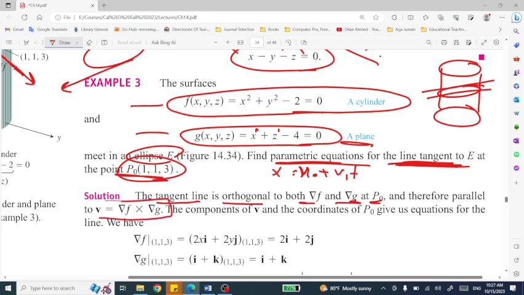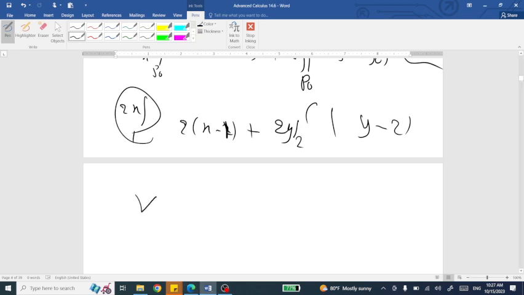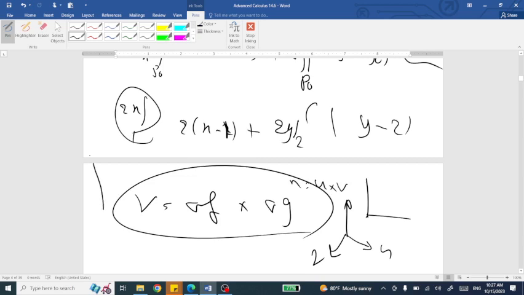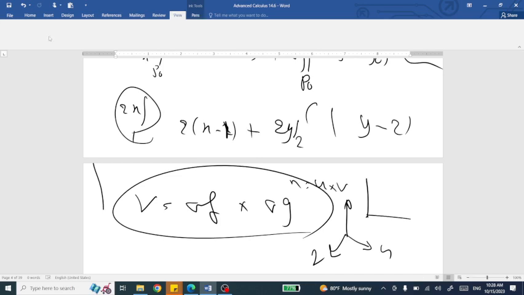The vector V is equal to what? V equals grad F cross grad G. Why? Because we know the normal line comes from where? From dot or from cross. We say U cross V is the normal line. Do you remember that? So our vector will be the result of the cross of the grads.